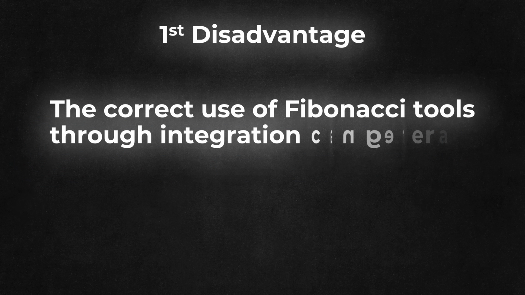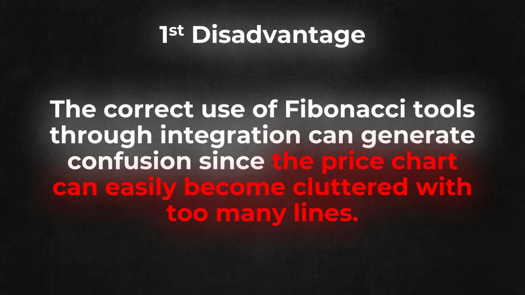Number 1. The correct use of Fibonacci tools through integration can generate confusion, since the price chart can easily become cluttered with too many lines. That's one of the reasons why vertical Fibonacci integration is not optimal, despite being valid.